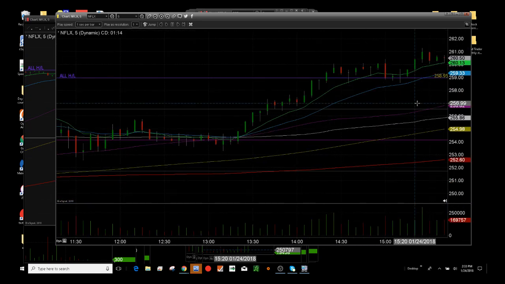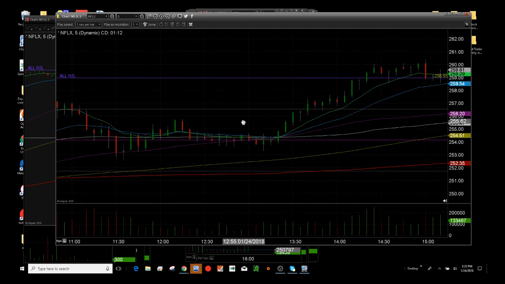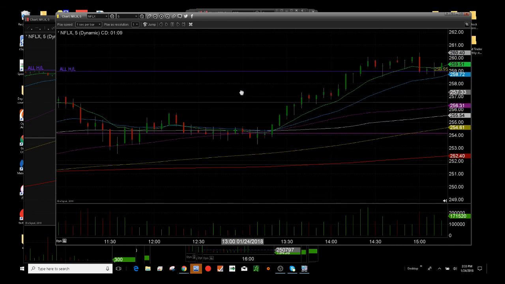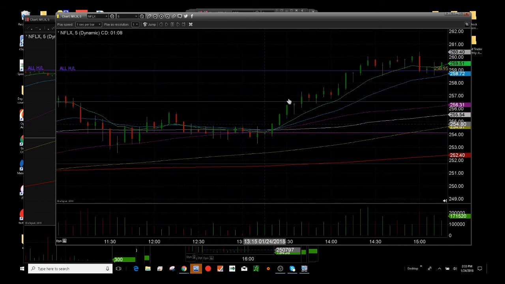So anyway, like I said before, following that 9 EMA is really important, and try to trade outside of these lines. Any questions, you guys? No? I want to show you guys one from yesterday, FSLR.